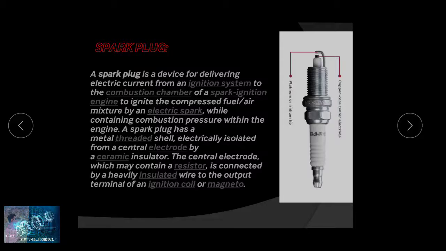This is a spark plug which is mounted in the SI engines. This is an electrode made up of copper and this is a tip made up of platinum or iridium. The spark is produced in the gap between these two electrodes.